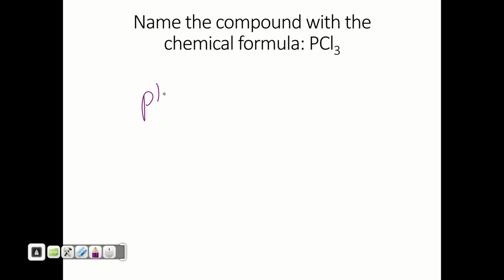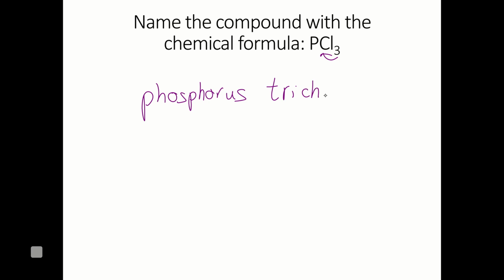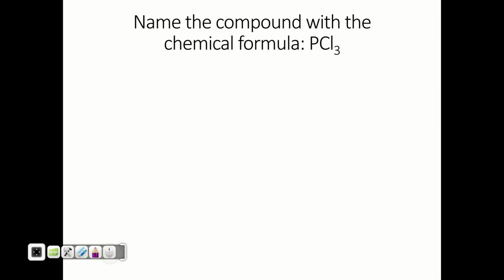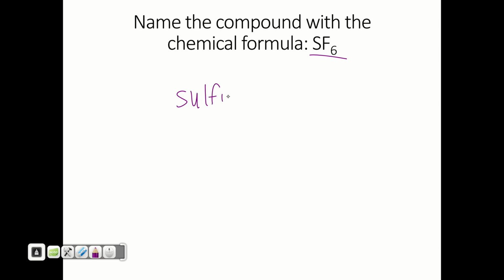PCl3, P, phosphorus. There's only one, so no prefix. And then 3 chlorines. 3 is trichloride. You can do like 2 more because this is pretty much it. You just need to know your prefixes. Sulfur, no prefix, has no number, it's just one of them. 6 fluorides, that's hexafluoride.